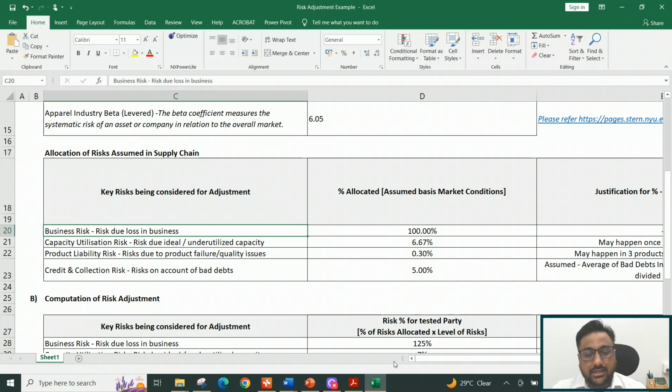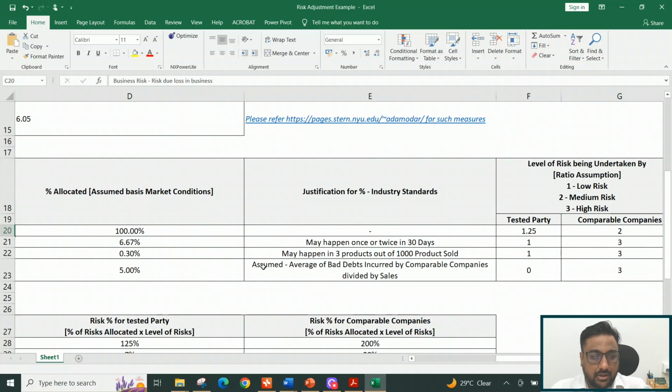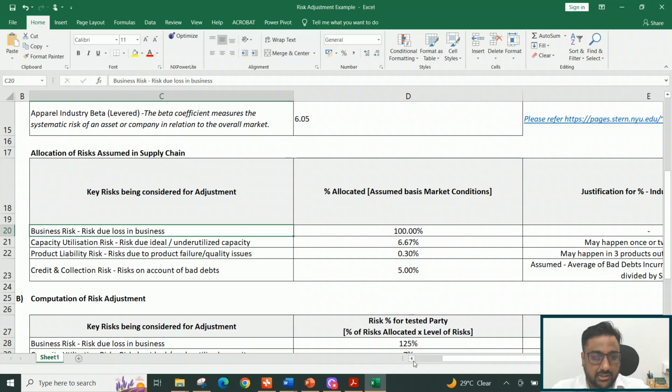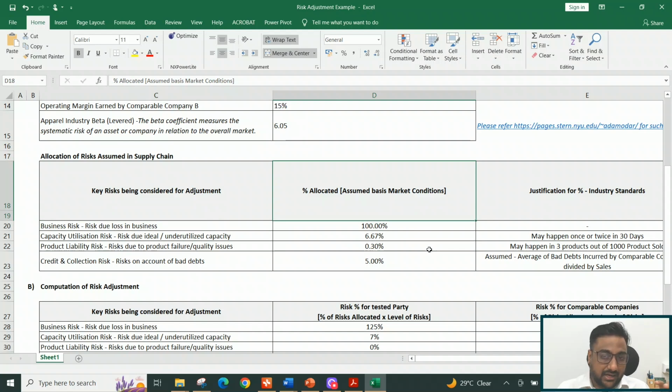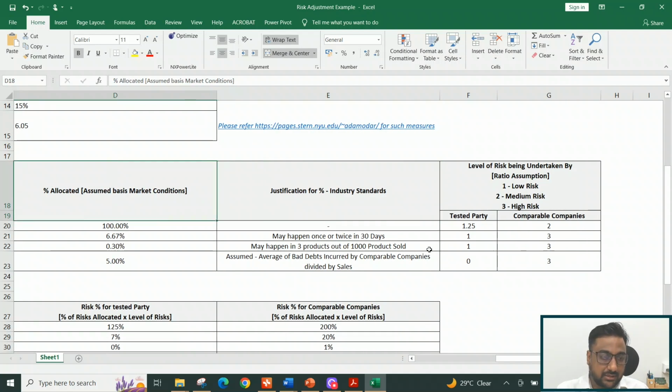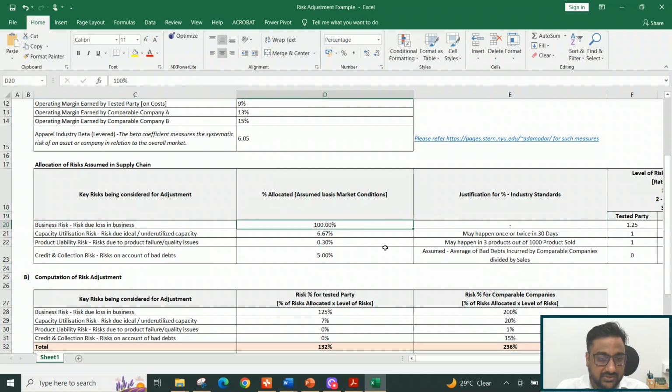Now if you see here, I have allocated or assumed a certain percentage on each particular risk considering the market conditions. I have also provided justification for why I have taken this particular percentage. Now if you see here, for business risk I have taken 100% risk. In case the business is lost, then everything is lost. So I have allocated that percentage of risk as 100%, right?